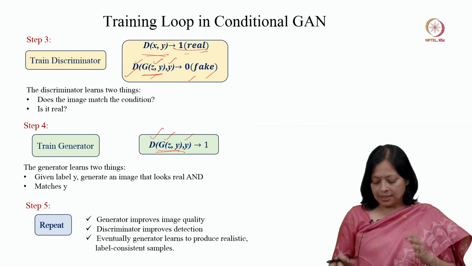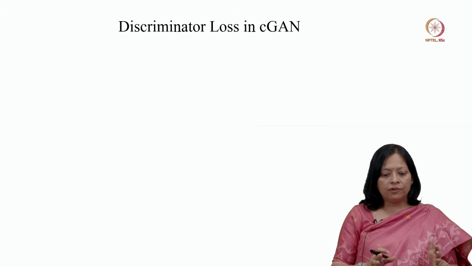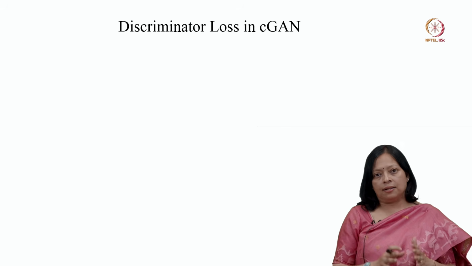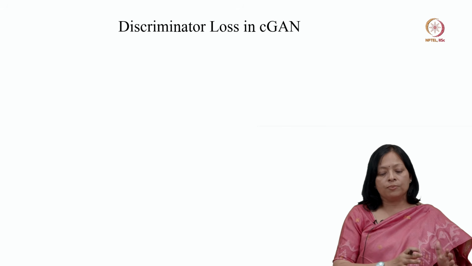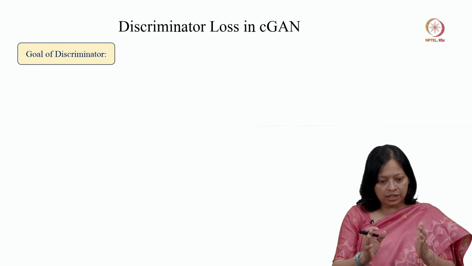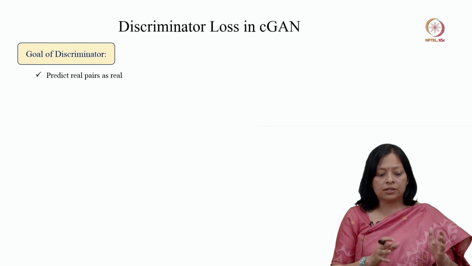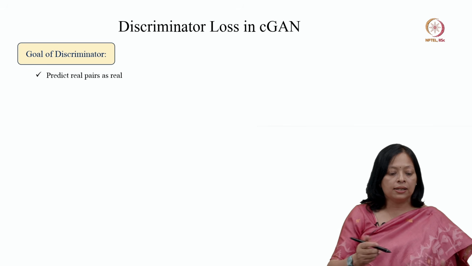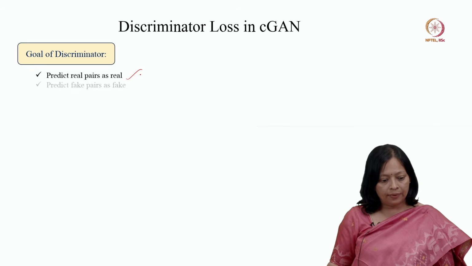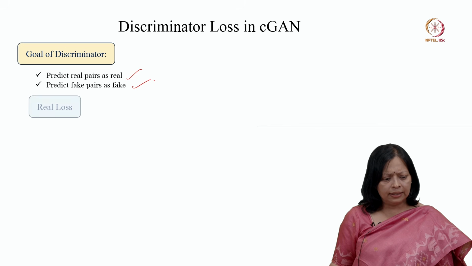Okay. So, this is the overall training loop in conditional GANs, and then we will see the losses coming from the conditional GAN, the discriminator loss and the generator loss. We will first look into the discriminator loss. As I was telling, the goal of the discriminator is to predict real pairs as real and fake pairs as fake. This is clear.